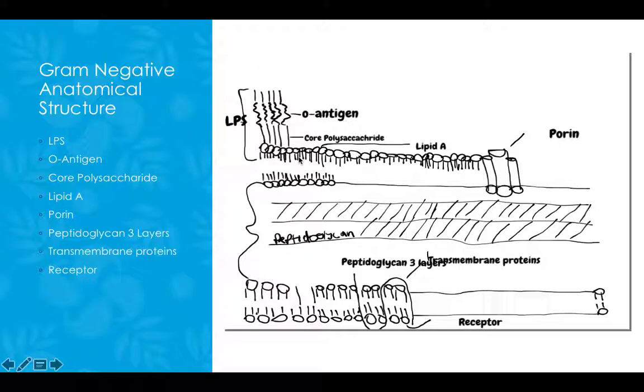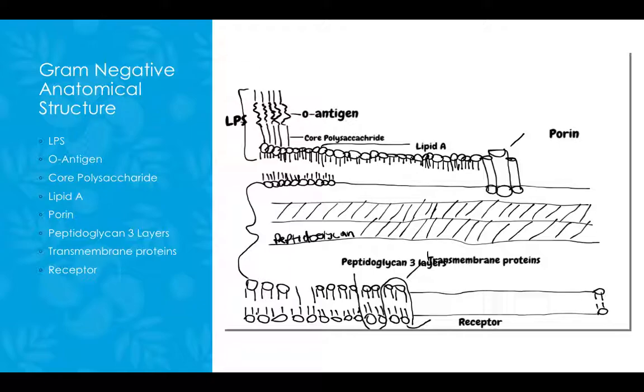With our LPS, we have something called lipid A. And lipid A is actually an endotoxin, and it's released when the cells die. So when you have a bacterial infection that is gram-negative, doctors really have to be careful about how they treat that, because if they kill the cells with an antibiotic, then they're releasing that endotoxin, and it can cause fever response, shock, and different things like that.